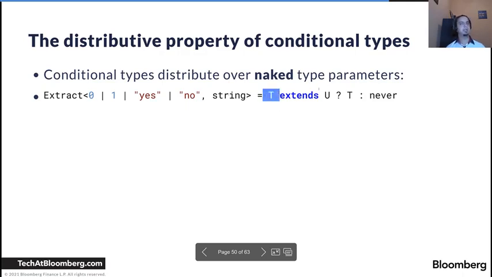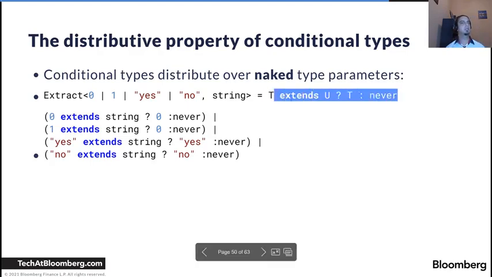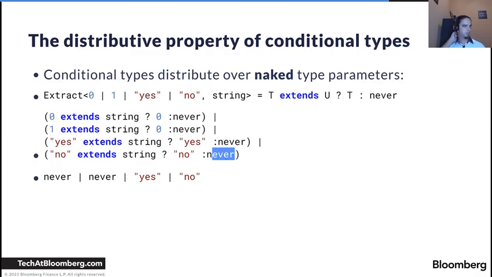Now we have here T extends U. The condition is over a naked type parameter. So what's going to happen is that this conditional type is going to be instantiated for each constituent of the union. So we're going to have 0 extends string, then 0, otherwise never. If 1 extends string, then 1, otherwise never. If yes extends string, then we have yes, otherwise never. If no extends string, then we have no, otherwise never. The first two conditionals are going to resolve to never, and the last two are going to resolve to yes and no. And this is why we end up with yes and no when we apply extract to our union.